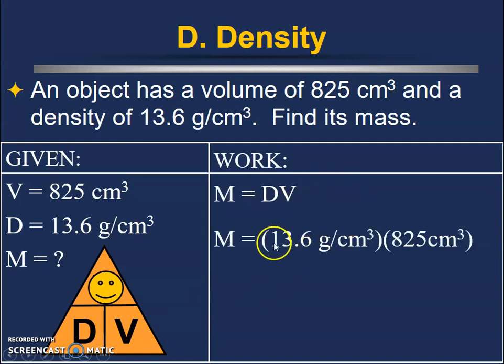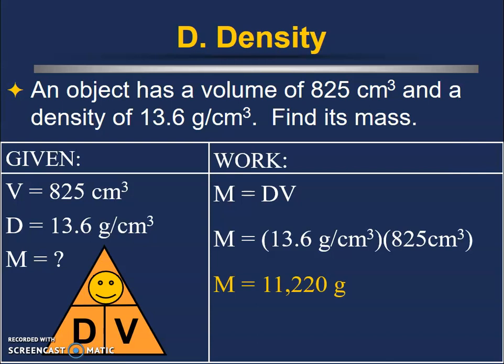Okay, so my d, I can look, 13.6, write out my units so I can keep up with them, multiplied by my v, 825 centimeters cubed. Okay? And I'm just going to type this into my calculator, 13.6 times 825. I'm going to get 11,220.